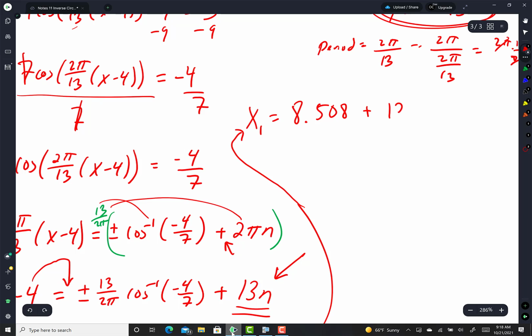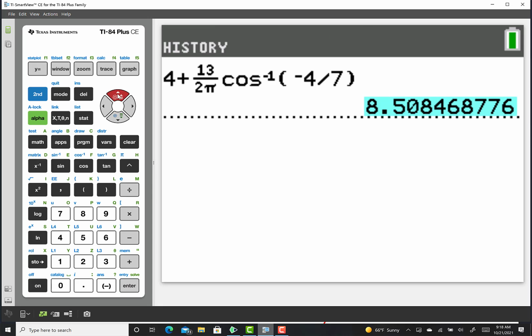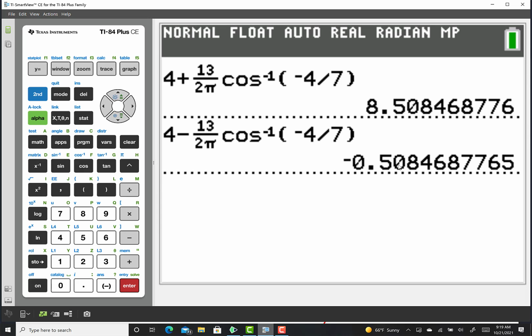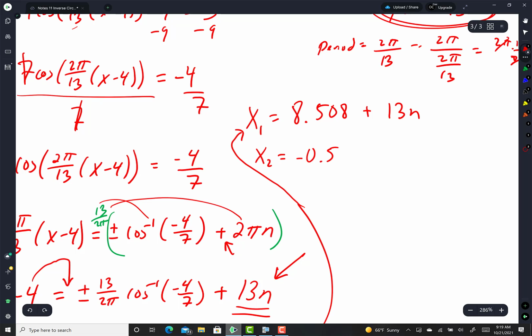8.508 plus 13n. So that's going to give me all of those answers. For x2, instead of a plus, you're going to do a minus. So just scroll up, enter, and then change the plus to a minus. Make sure you know the difference between minus and negative, guys. The ones on the right hand side, that's your plus, minus, subtract. And the one with the little parenthesis on it, that's a negative. Minus. Enter. So negative 0.508. That better be another answer up there as well. Negative 0.508 plus 13n. How do we feel so far?